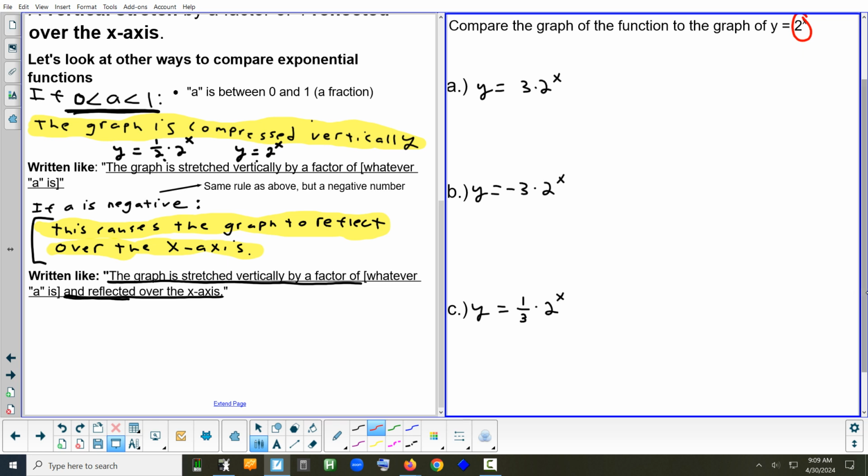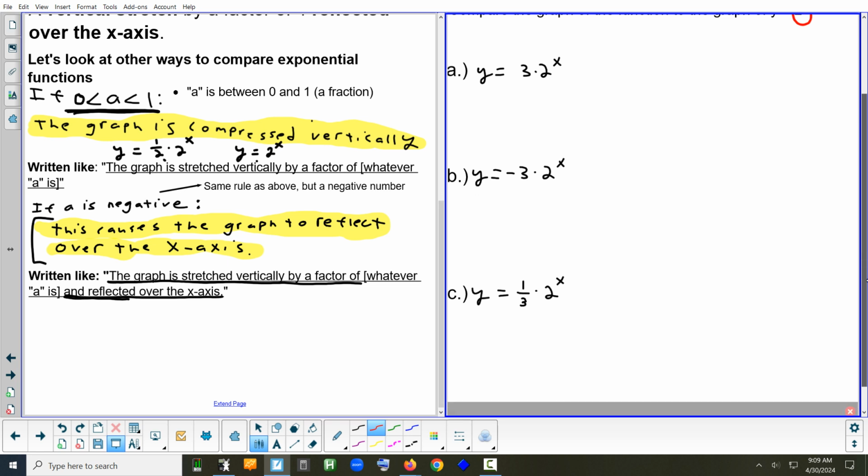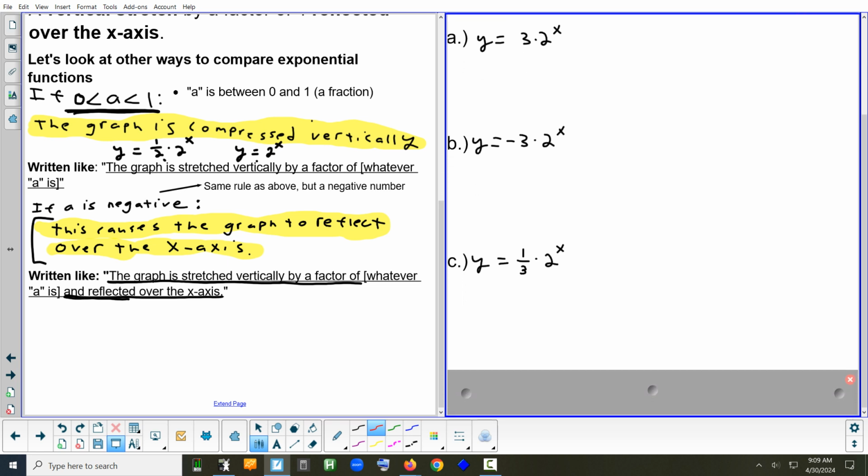Okay, do you guys have the directions on your guided notes? Compare the graph of the function. Okay, so I can scroll past those. There you go. And there's the 4 examples you guys can try. Remember, each one of them should start out with "vertical stretch by a factor of." And then if it has a negative, you have to add that extra sentence about reflecting over the x-axis.